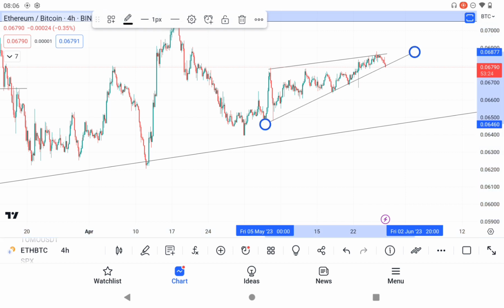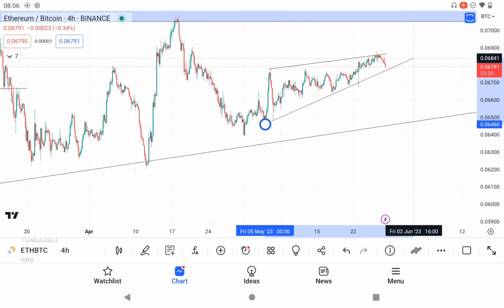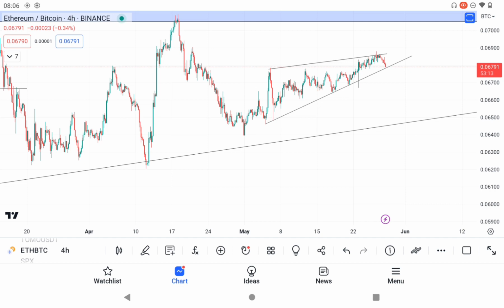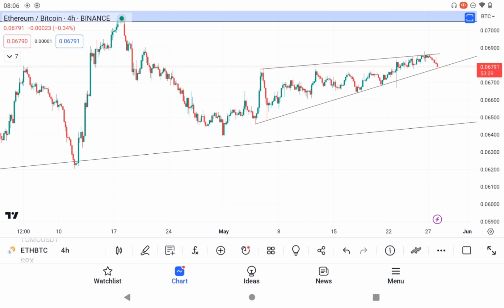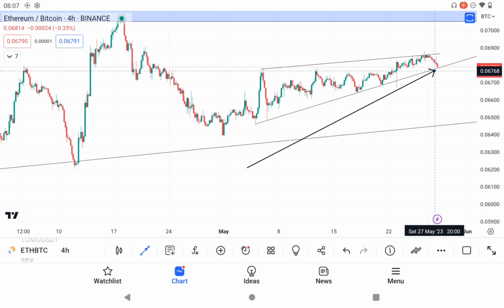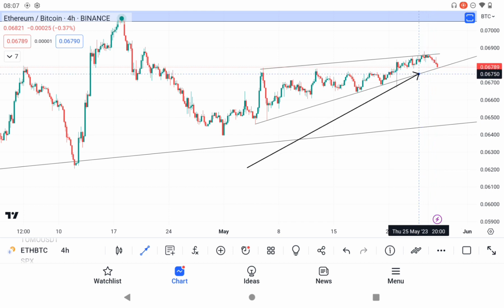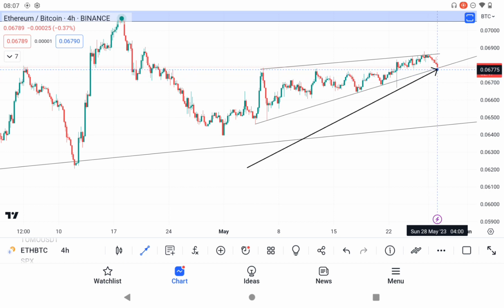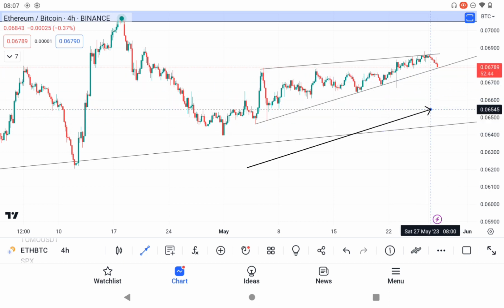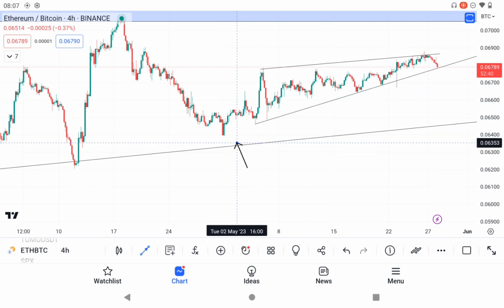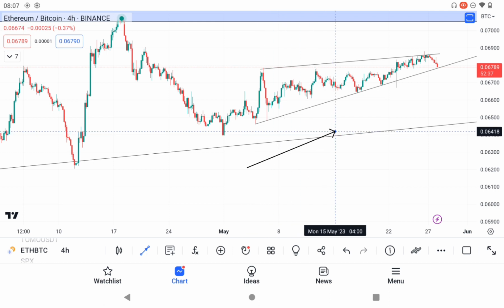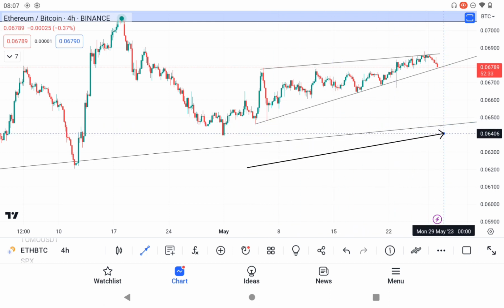If we start having a close below this trend line, this support trend line from the rising wedge, because this is where the price actually started from. If we start having a close beneath this structural point here, it's more evident that we're going to be having a fall to the downside, and we're going to be targeting somewhere around here. This should be our next target.